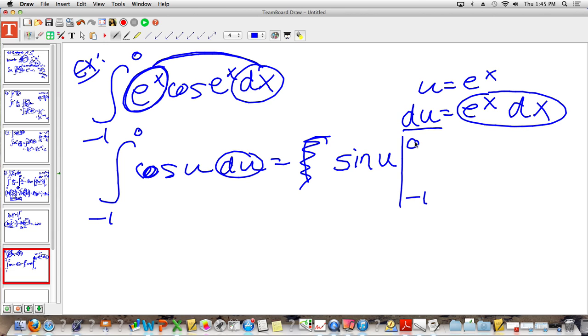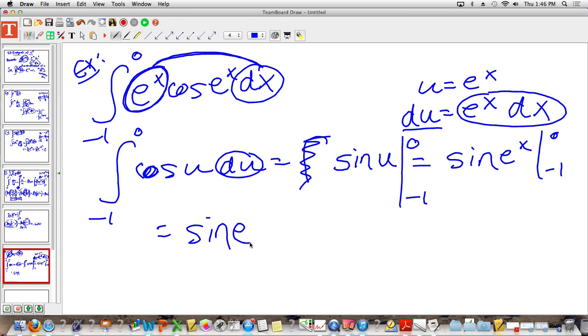So now I do a rewrite of the sine of u, which is e to the x, from -1 to 0. Make sure that your calculators right now are set to work in radian mode. And we're going to evaluate this from -1 to 0. So we're going to do the sine of e to the power of 0 minus the sine of e to the -1 power.